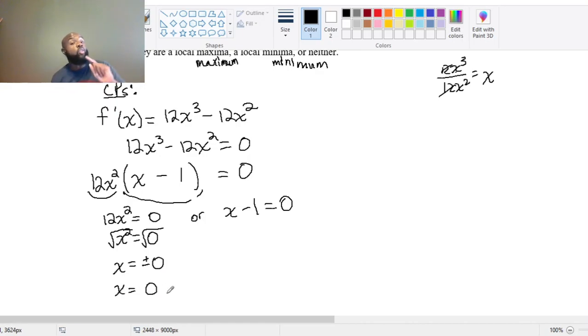But had I taken the square root of both sides and gotten a number other than 0, and I didn't put that plus or minus, I would be incorrect. I would be missing one of my solutions, okay?